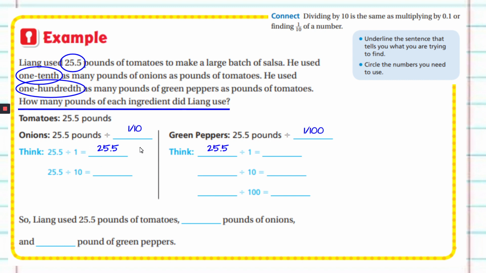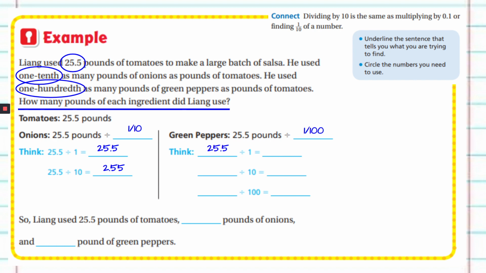And so if we continue to follow that pattern, we know that divided by 1 is itself. 25 and 5/10 divided by 10 is 2 and 55/100. It moved to the left one place value. So that's how much onions is going to be used in the recipe.